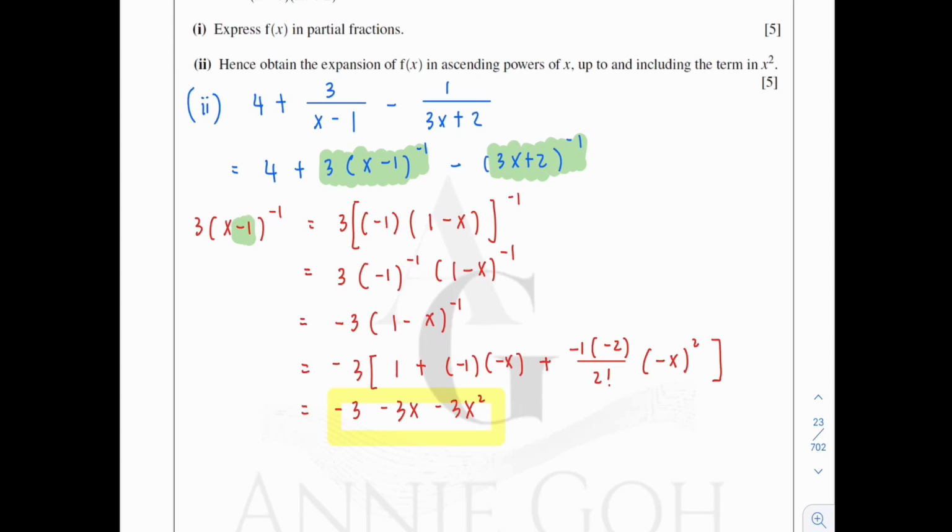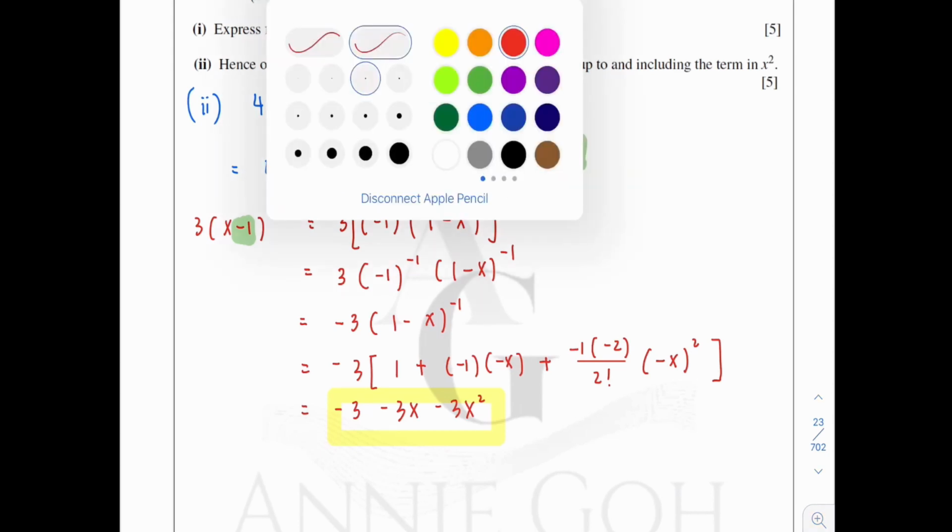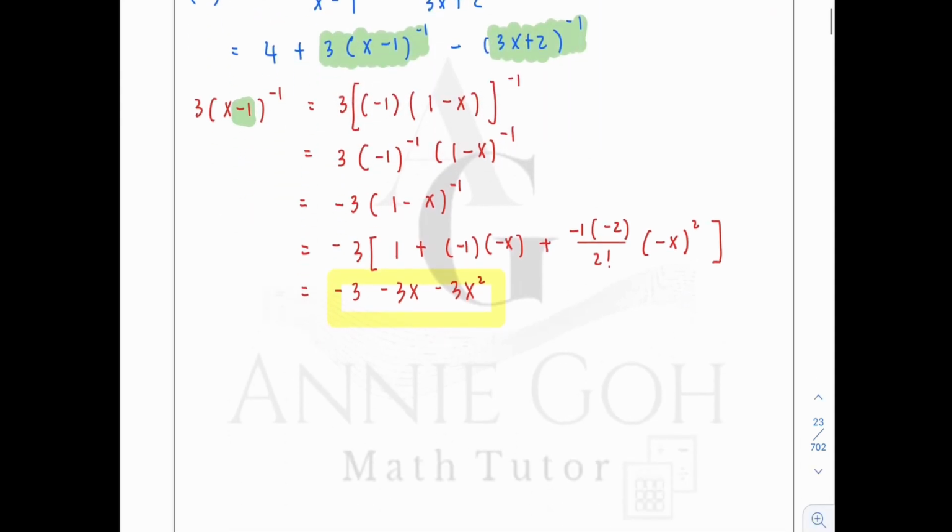Alright, for now let's proceed to the second expansion. We shall change another color for this. Alright, so for the second expansion, it's 3x plus 2 power negative 1. So same thing, the first thing to take note of is the constant. The constant here is the number 2. So as usual, we need to change it into a 1. So what we need to do now is to factorize the number 2. Then the 1 inside the bracket will be changed into 1 plus 3 over 2x power negative 1. But this power negative 1 will need to apply to the whole thing. And hence, we will get 2 power negative 1 multiplied with 1 plus 3 over 2x power negative 1. 2 power negative 1 is actually 1 over 2.